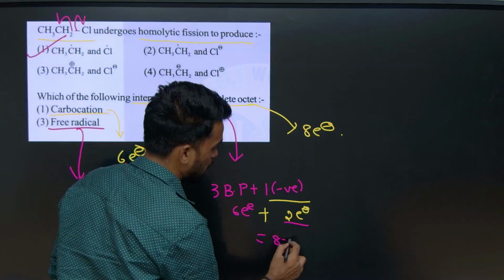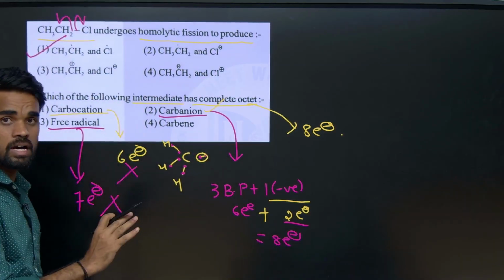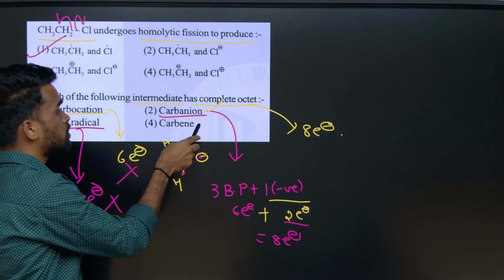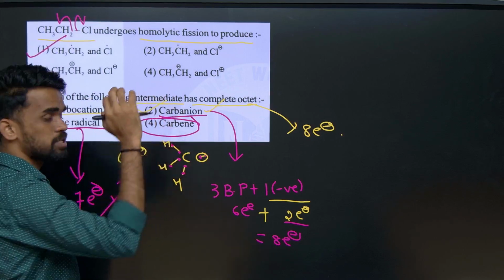Total 8 electrons are there in the carbon anion. I hope you got the answer, how to solve this. So what about carbenes then? Octet means 8 electrons only, na? So the second option is correct only.